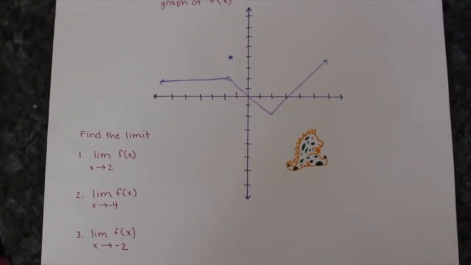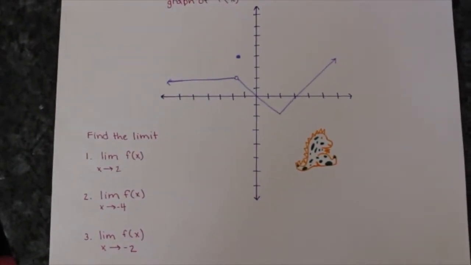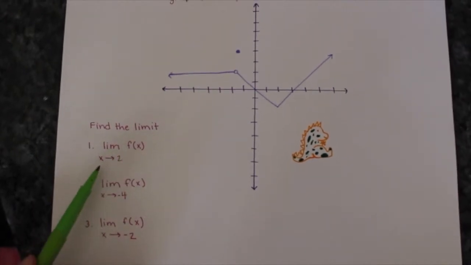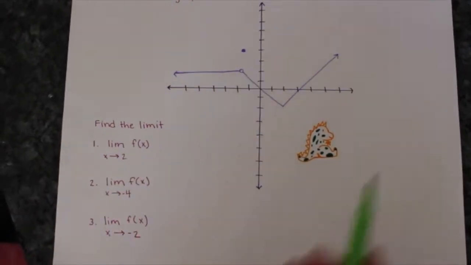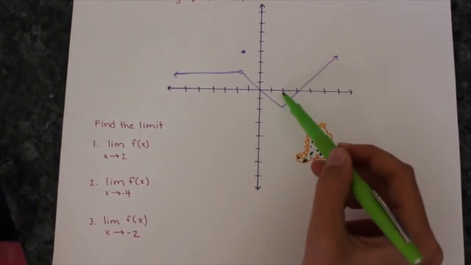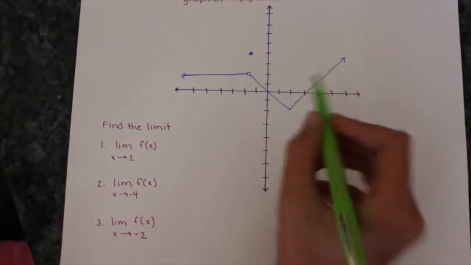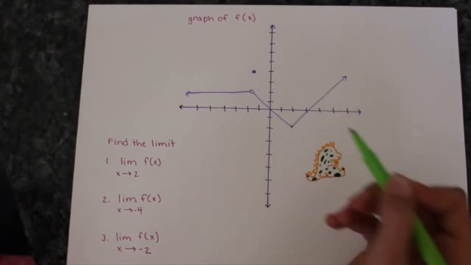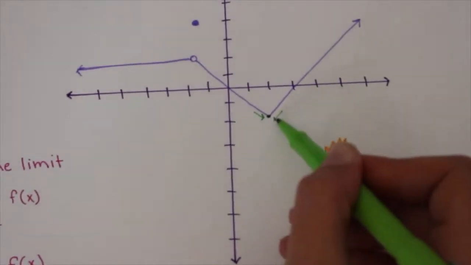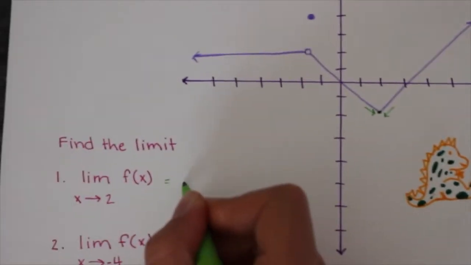Here we have the graph of f, and we are going to find the limit. So the first one says, find the limit of f of x as x approaches 2. So you find 2 on the x-axis, and then you follow it down to the graph, and you see that the point is at negative 2. So when x is 2, the graph is approaching negative 2. So the answer is negative 2.